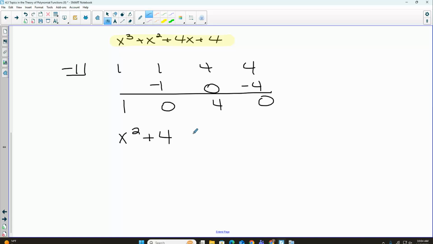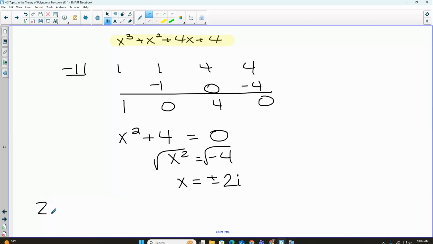Okay, does that factor nicely? Not really. So I think the first question I asked were the zeros. So if I set that equal to 0, square root plus and minus square root of -4 is 2i. So the zeros, we have plus and minus 2i. What else did we have for zeros?